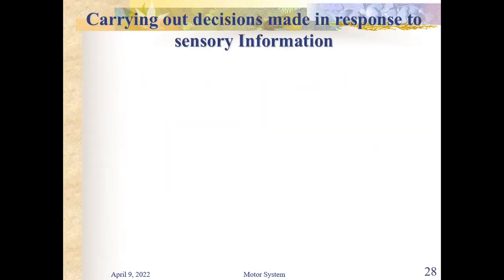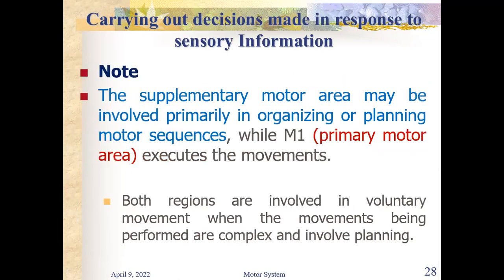That's what we're trying to explain there. So carrying out decisions made in response to sensory information. That's the first thing I said. So I said that movement, the central nervous system transmits motor commands in response to sensory information. So there's a continuous connection between the somatosensory area and the motor area.